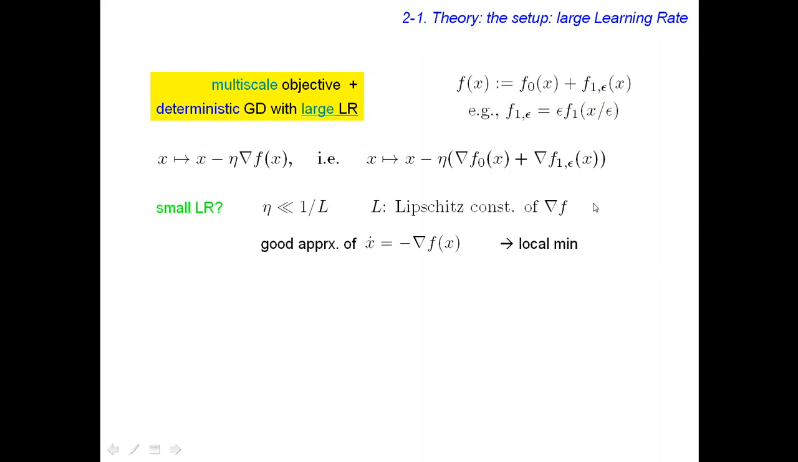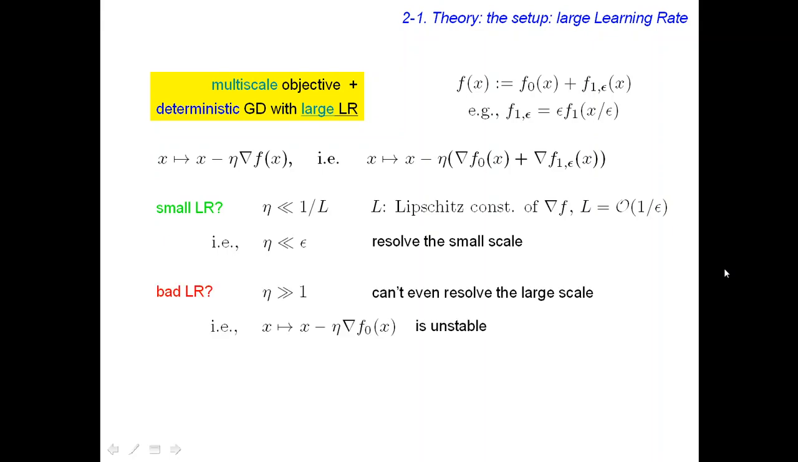So what is the Lipschitz constant of the right-hand side of the ODE, which is basically the gradient of f? Well, it's of course at the order of the Hessian, and the Hessian, due to a second-order derivative of the microscale, is actually at the order of 1 over epsilon, and therefore you need the learning rate eta to be smaller than epsilon in order to resolve the small scale. And in this case, you would just get convergence to a local minimum.